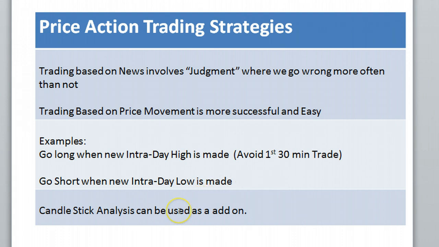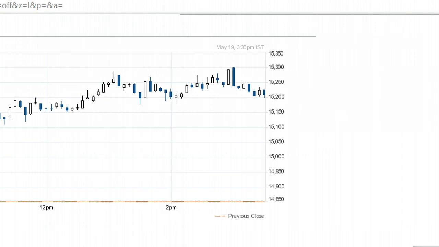And apart from this, once you've made the entry, you can look at some candlestick analysis to exit. Meaning once you've made a long entry, if you see a bearish engulfing candle or an inverted hammer, you can use that as an exit point once you're in profits. I'll show you an example of today's Bank Nifty intraday chart, and based on that I'll show you how to use this, so that will give you more idea.